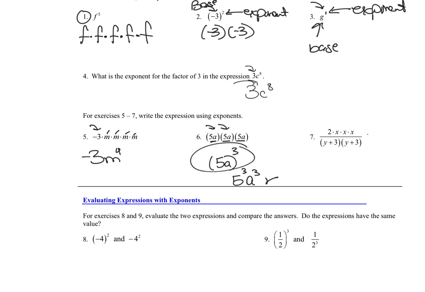On the top, rewrite. There's 1, 2, but 3 factors of x. On the bottom, I have two factors of the same binomial y plus 3.